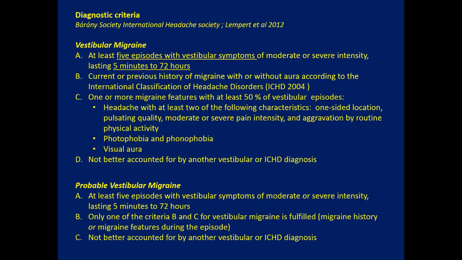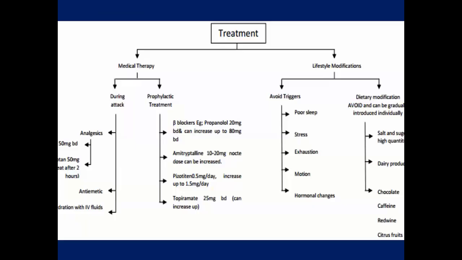You can see the vestibular symptom lasts for 5 minutes to 72 hours. Past history of attacks, and the other symptoms are also given. Headache with pulsating quality, photophobia, phonophobia, visual aura. So for probable migraine also, symptoms are given.